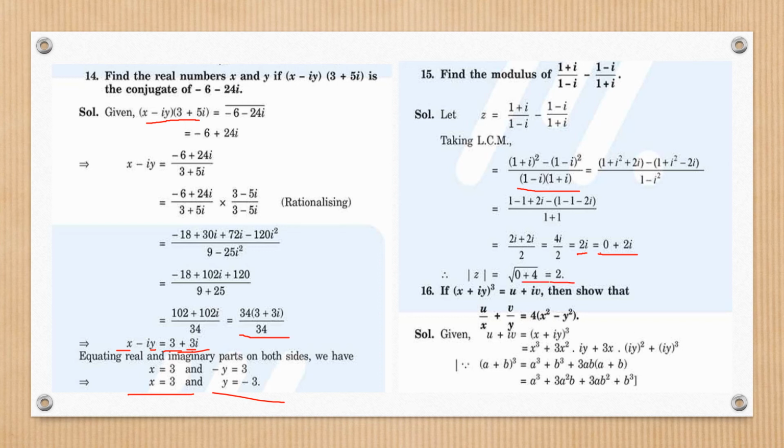Number 16 is x plus iota y whole cube equal to u plus iota v.